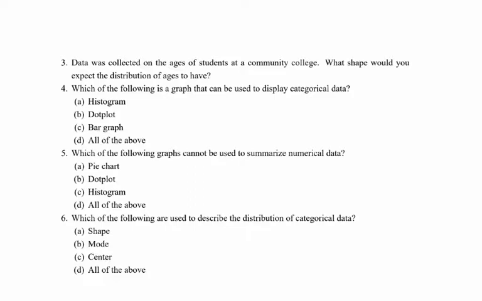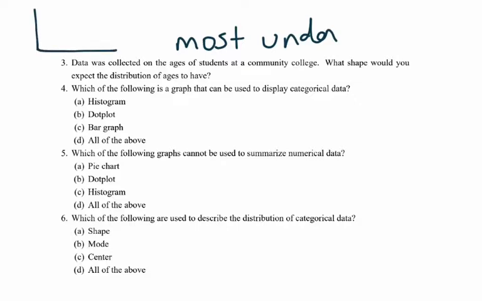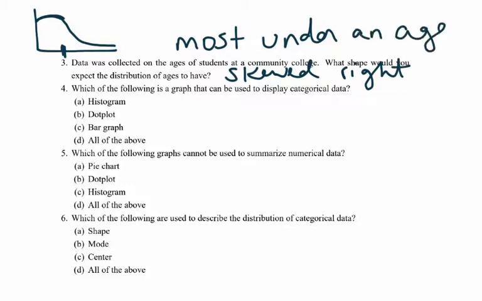You may have some older students at a community college, but either way, most students will be under a certain age. So think about if you were to graph that, if most students are under a certain age, that means you've got more data under an age, and then it's going to kind of taper off. So what shape would that be? That would be skewed right, or right skewed, because the majority of students are going to be under a certain age, say 30 or 35 or something like that.